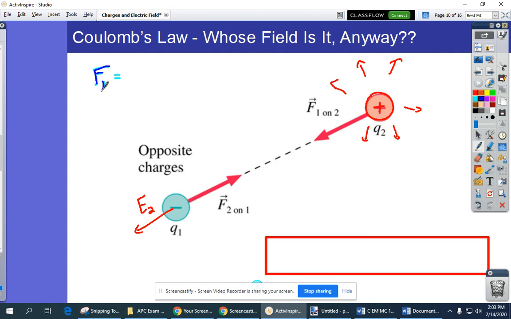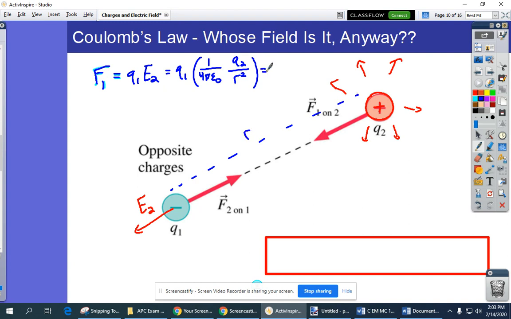So F1, the force on Q1, it's going to feel this force, which is equal to Q1 times the electric field that it feels. It feels the electric field of Q2. Note, particles never feel their own electric fields, only the electric fields of other things. So, well, I know what E2 is, because I happen to know that that's 1 over 4 pi epsilon 0 times Q2 over, well, let's call the distance between them R.